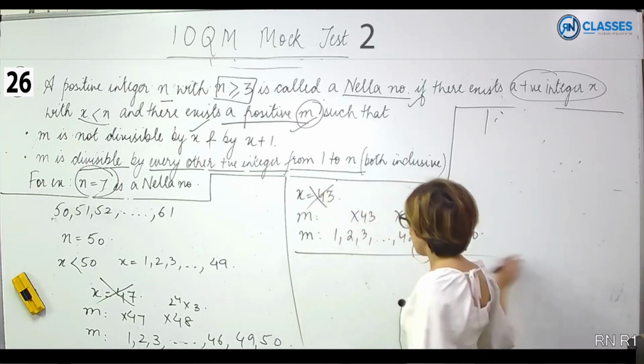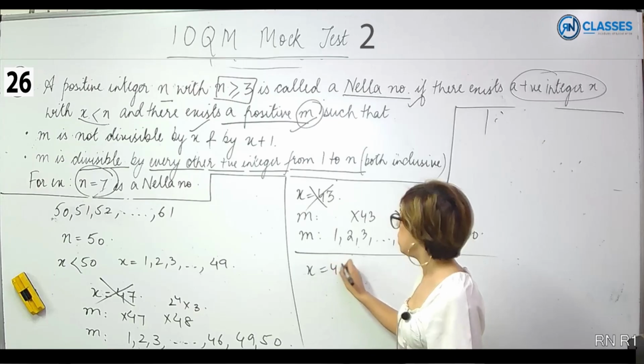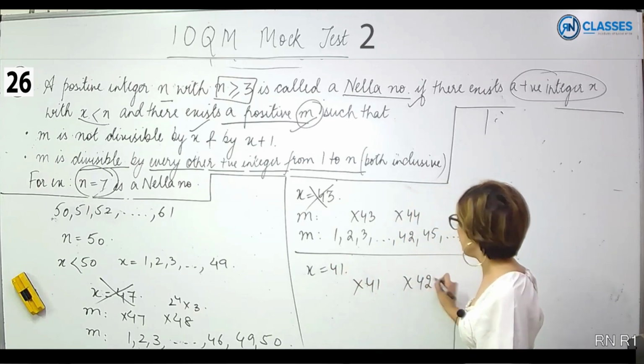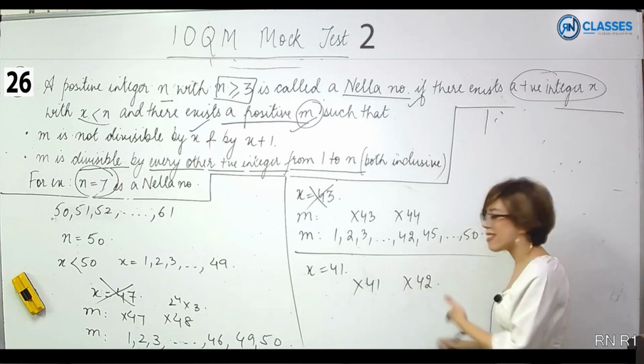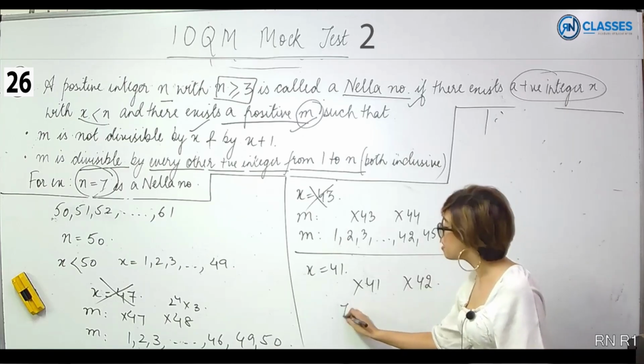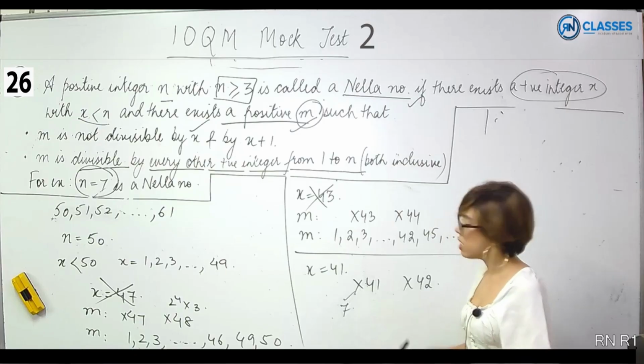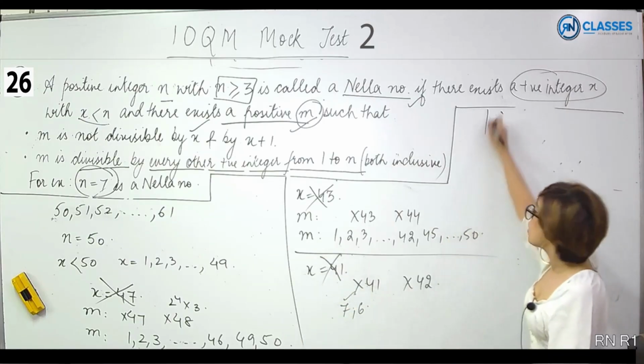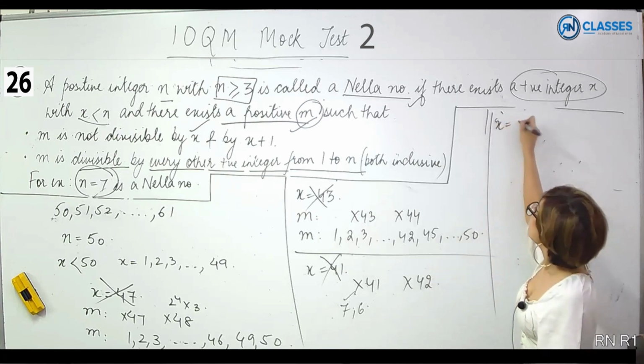Rejected. Okay, x equal to 41. Now, not divisible by 41, not divisible by 42. 42 is 7 and 6. Obviously, the number would be divisible by 7 because it is divisible by every other, and it will be divisible by 6. Rejected. You can check for x equal to 37 yourself.